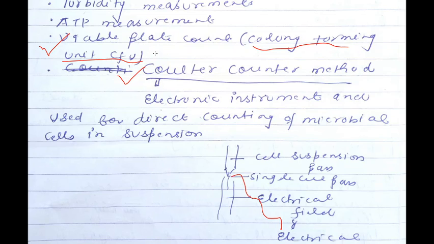So the viable plate count method is most important. Viable means you count only the cells that are alive in the viable plate count. But in the case of the counter method, the electrical impulse is generated by both dead as well as live cells, so it gives the total cell count. I hope everything is clear for you, and thank you for watching this video.